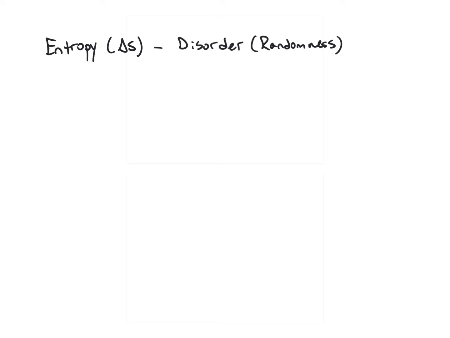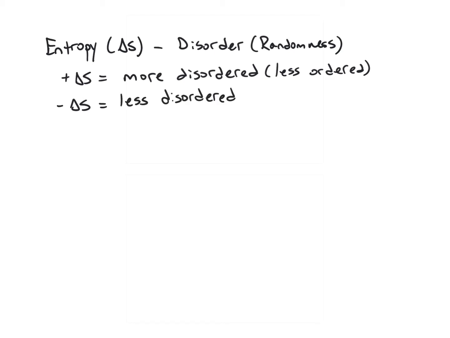Hey everybody, this video lesson is going to discuss entropy, and it's also going to touch on the second law of thermodynamics. Now, what is entropy? Well, entropy is identified by capital S, specifically delta S, as in the change in entropy. If you could sum it up in one word, entropy is disorder, randomness. If something has a positive delta S, or a positive entropy, it is more disordered, meaning it's less ordered. If something has a negative delta S, then it's less disordered, or in other words, more ordered.